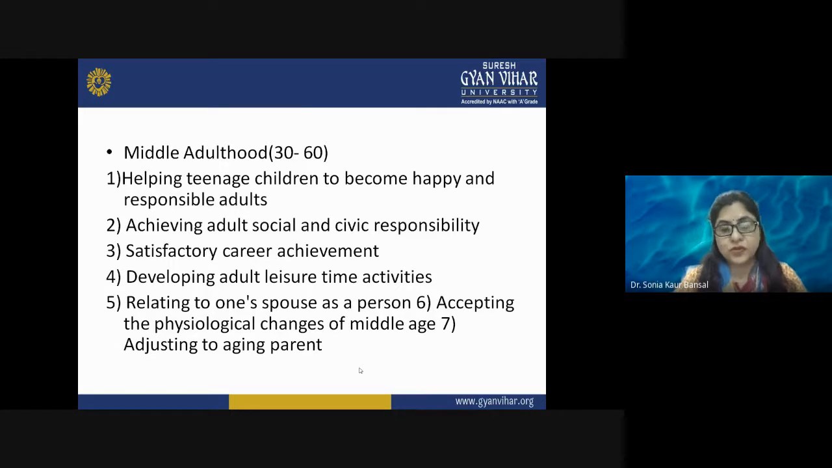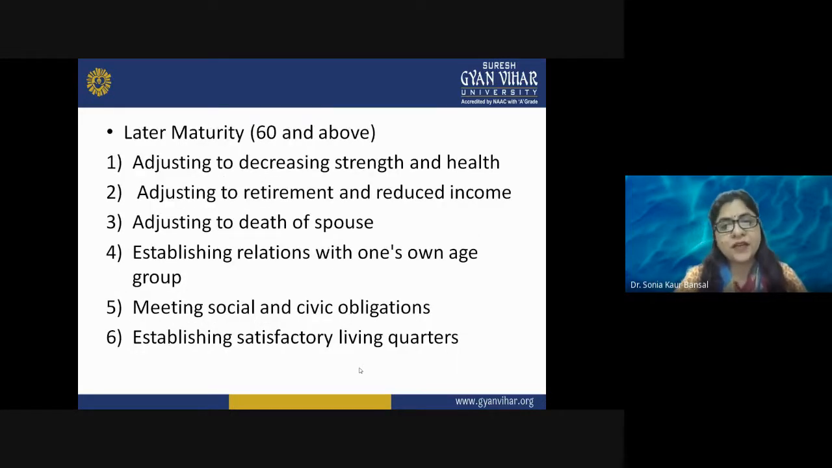aging parent also. Then in later maturity period, which is about 60 and above years, so it is about adjusting to decreasing strength and health, because this is the time when the young age strength and energy is no more in the body, and it has to be adjusted now with the getting old. So adjusting to retirement and reduced income, adjusting to death of spouse, establishing relationships with one's own age group, meeting social and civic obligations as well, establishing satisfactory living quarters.